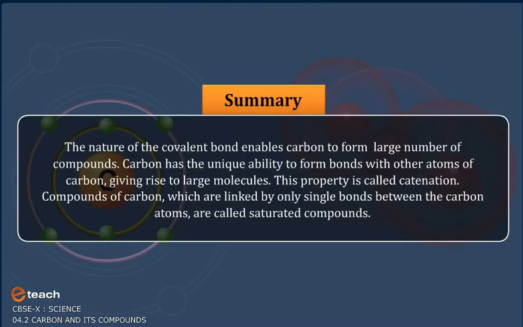Summary. The nature of the covalent bond enables carbon to form a large number of compounds. Carbon has a unique ability to form bonds with other atoms of carbon, giving rise to large molecules. This property is called catenation. Compounds of carbon which are linked by only single bonds between the carbon atoms are called saturated compounds.